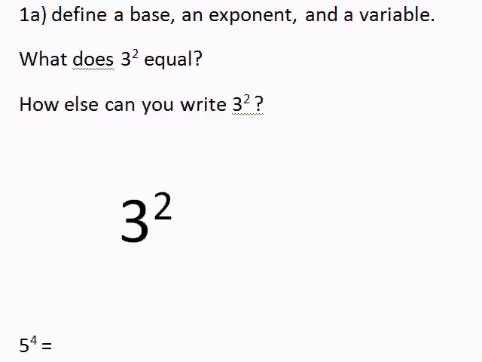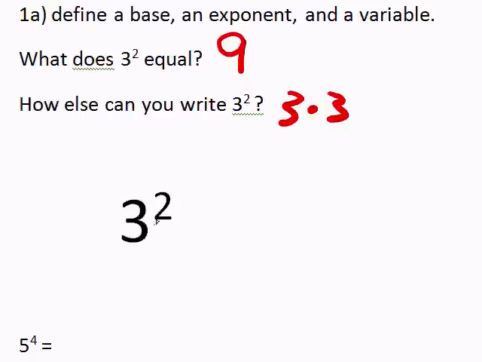Okay, we're on to our first sub-objective, which is to define a base, an exponent, and a variable. What does 3 squared equal? Well, hopefully you'll know that's 9, and the reason that it's 9 is because 3 squared is 3 times 3. Which answers our second question. How else can you write 3 squared? You can write 3 squared as 3 times 3.